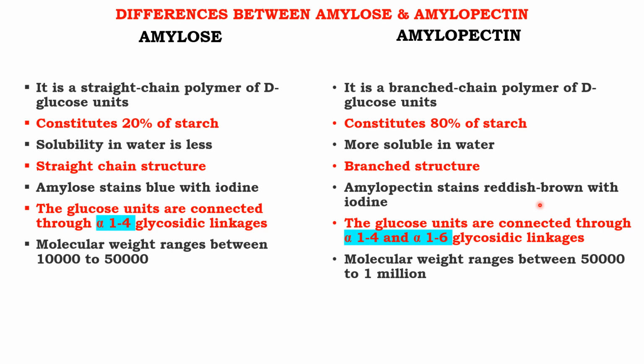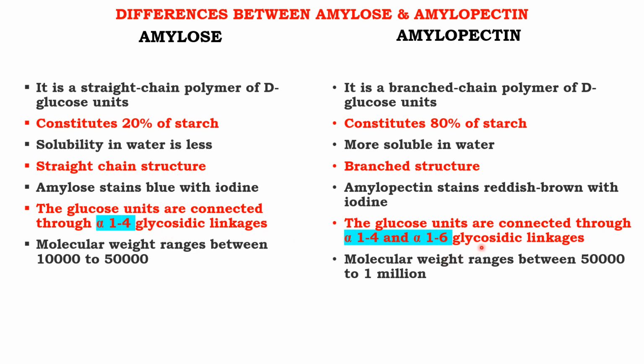Then amylose is a straight chain polymer whose units are joined by alpha 1,4 glycosidic linkages. One glucose molecule is connected with another glucose molecule through 1,4 glycosidic linkages. That means the first carbon atom of the first molecule of glucose connects with the fourth carbon atom of the second molecule of glucose. That is amylose.